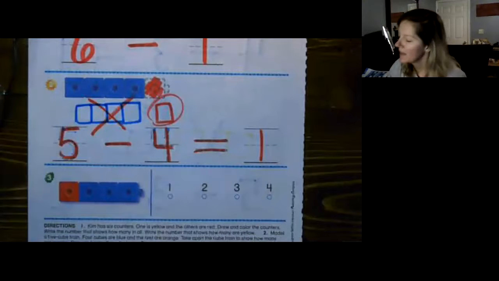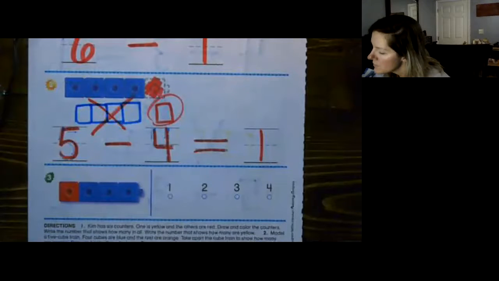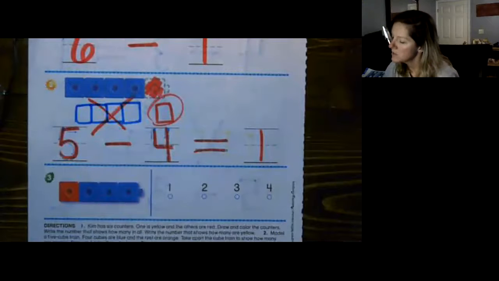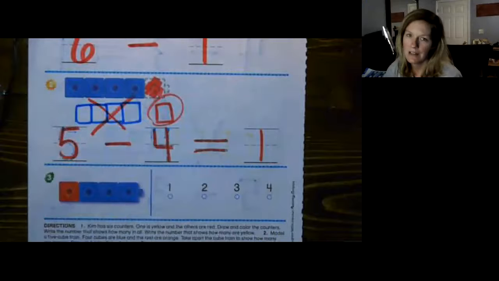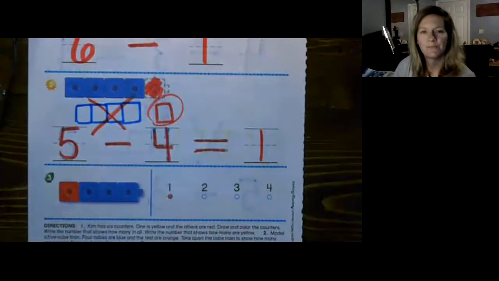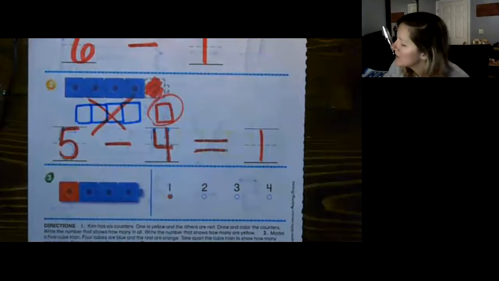All right. And number 3. Mark under the number that shows how many are red. How many red cubes are there down here? 1. Easy peasy. Right? All right. Good job. All right, you guys ready to go ahead and jump into the next one?